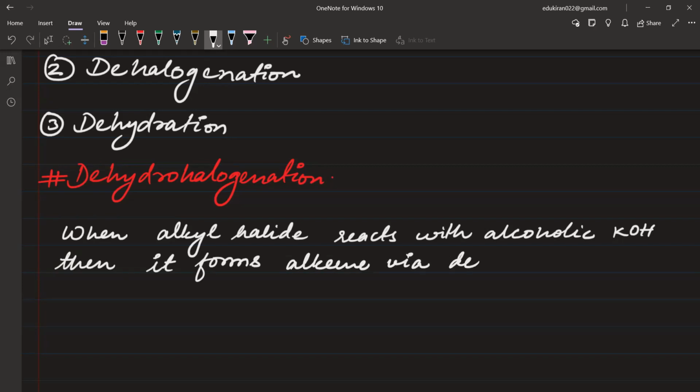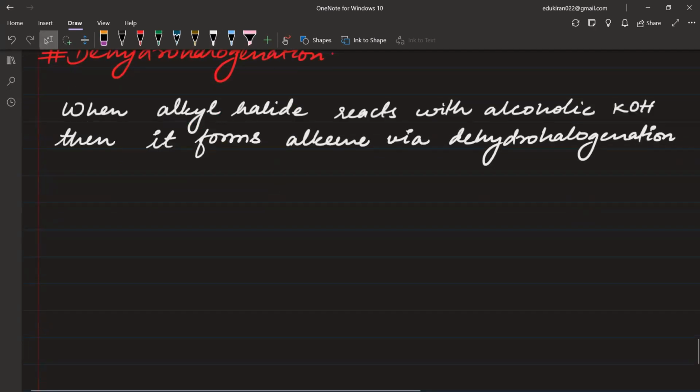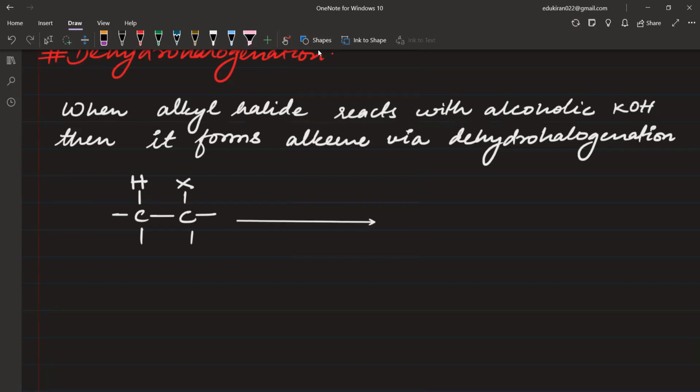via dehydrohalogenation. Write an example. You have carbon. There are two carbon atoms, and one has a halogen atom. The adjacent carbon should have one hydrogen. If hydrogen is not there, then the elimination reaction will not happen here. And in the presence of aqueous KOH, sorry, in the presence of alcoholic KOH, this is how we write alcoholic KOH. It is going to give me carbon with a double bond, and the other groups are intact as they are.